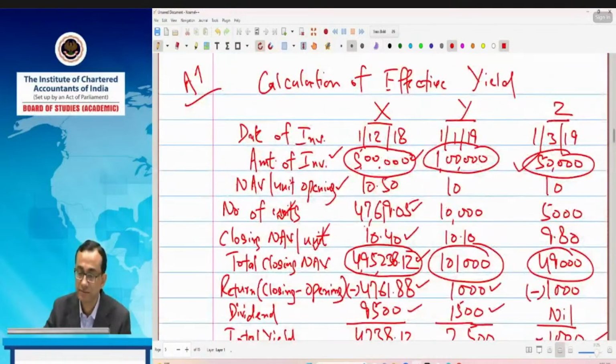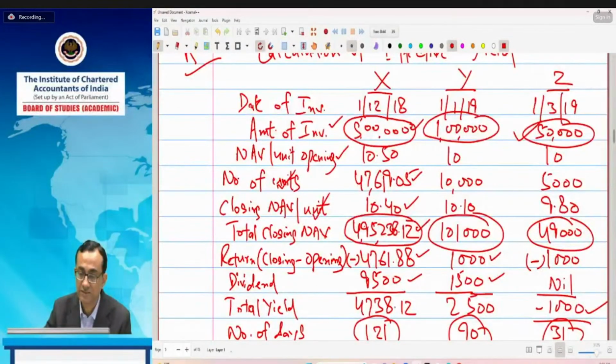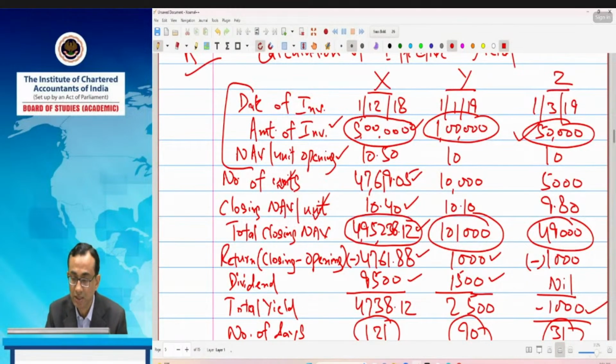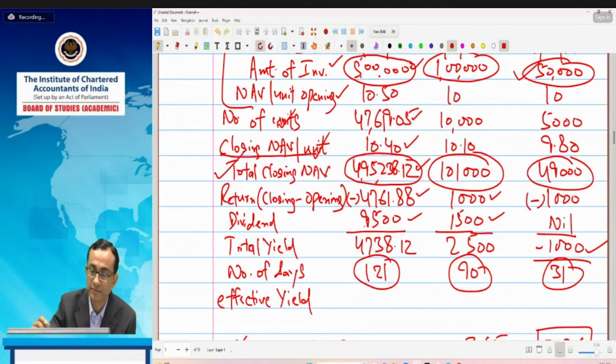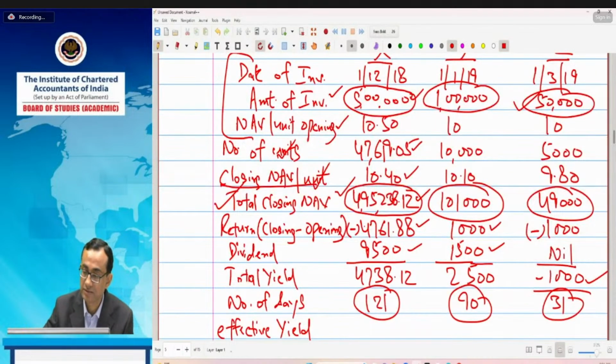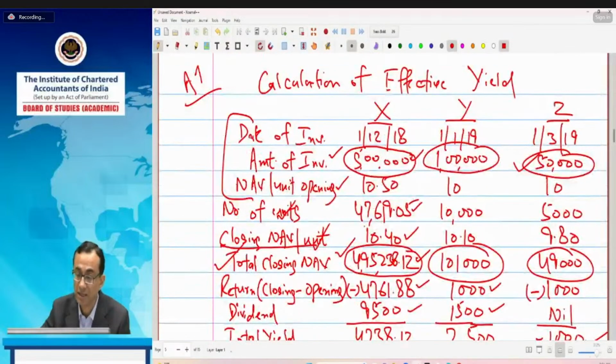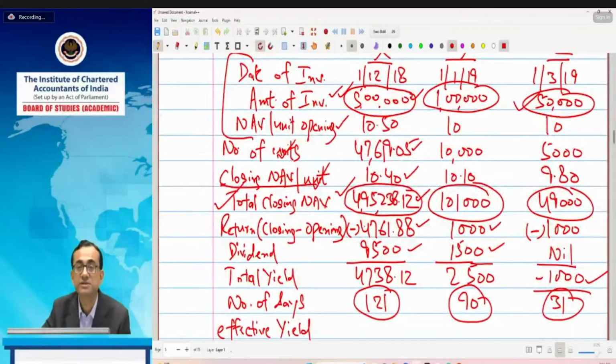So how have we proceeded? First of all, these figures are already given up to this. We calculated the total number of units by dividing the opening amount of investment by the opening NAV. Once we got the total number of units, the closing NAV per unit is also given in the question. We multiply the number of units with the closing NAV and get the total closing NAV. So now we can get the return, that is closing NAV minus opening NAV. The closing NAV we have calculated is 4,95,238.12 in case of X, and the opening amount, the initial investment, is 5 lakh. So the return is actually negative because closing NAV is less than opening NAV. It comes to minus 4761.88.